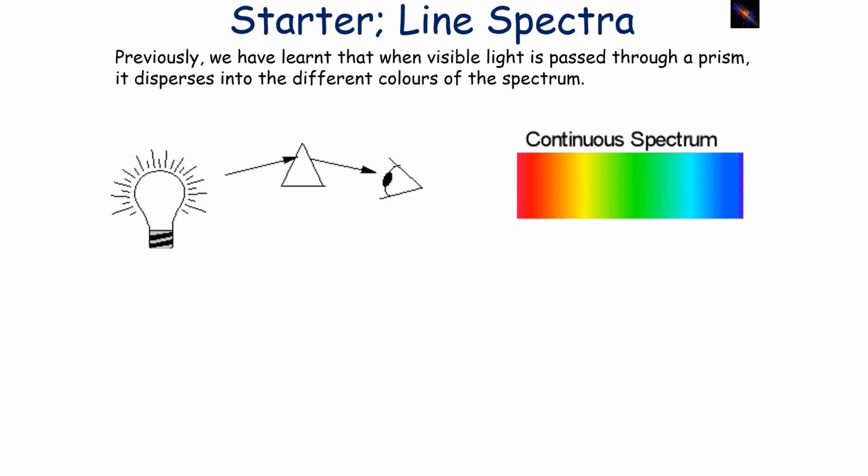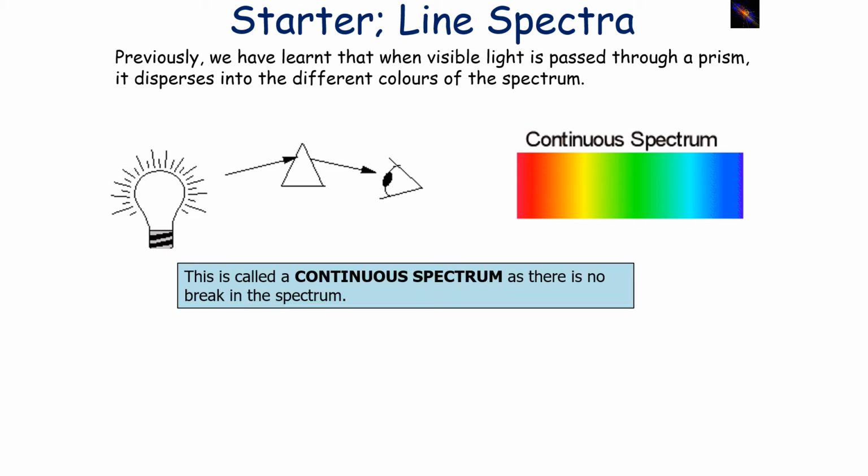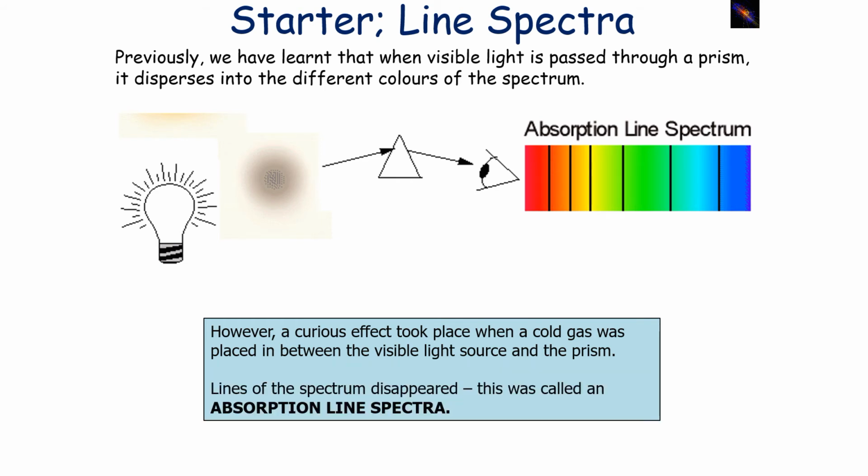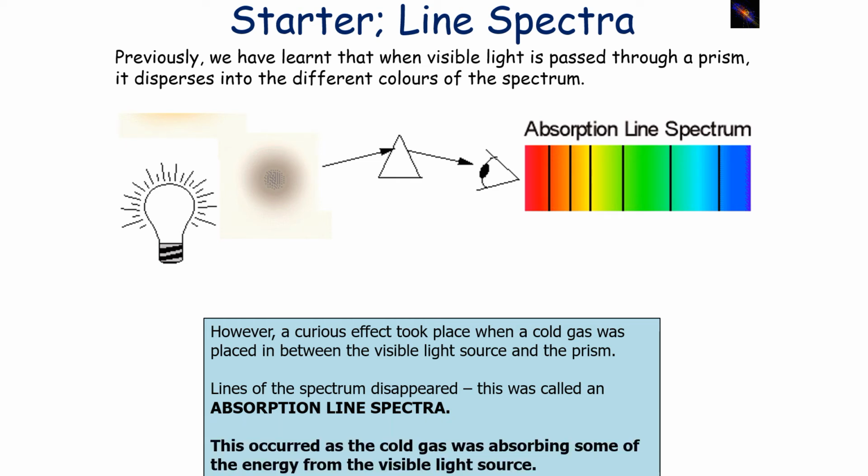Now it's interesting to note that when we shine light through a prism we get a continuous spectrum because there's no break in that spectrum. However, if we place a cold gas between the light source and the prism, some of the lines of the spectra disappear, so we call that an absorption line spectra because the cold gas was absorbing some of the energy from the visible light source.